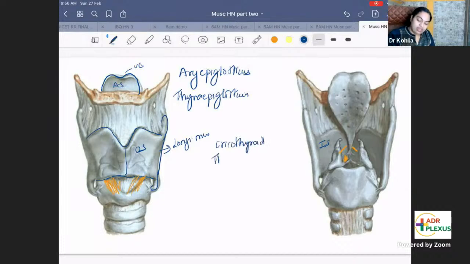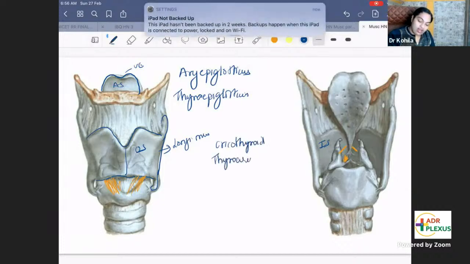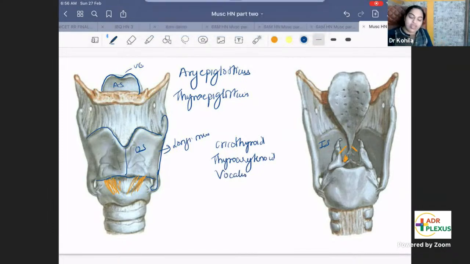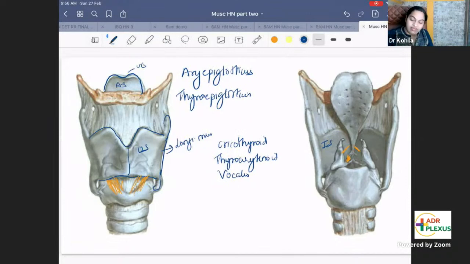Cricothyroid, thyroarytenoid. Please don't forget the vocalis. Vocalis is the attachment, vocal process of arytenoid. Other attachment will be to the inner surface of the thyroid angle, right?